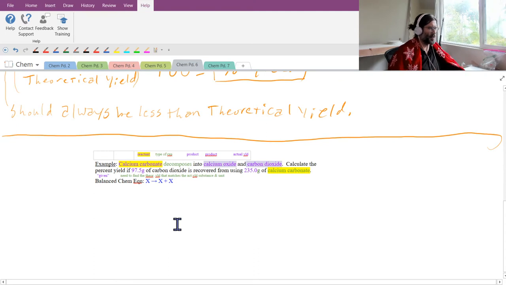So we have this example. It's all color coded and convenient. Calcium carbonate decomposes. It's the reaction type. It decomposes into calcium oxide and carbon dioxide. The example wants us to calculate the percent yield if we get 97.5 grams of carbon dioxide, if we recover that from using 235.0 grams of calcium carbonate. And there's a prompt to start with the balanced chemical equation. So let's go ahead and do that.